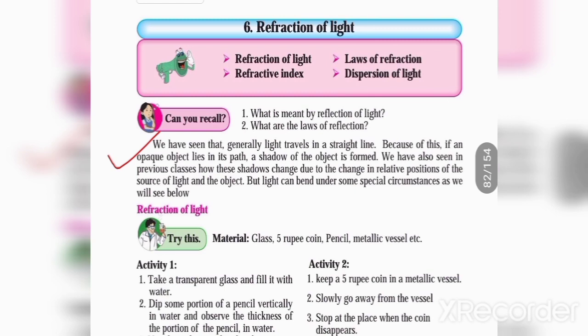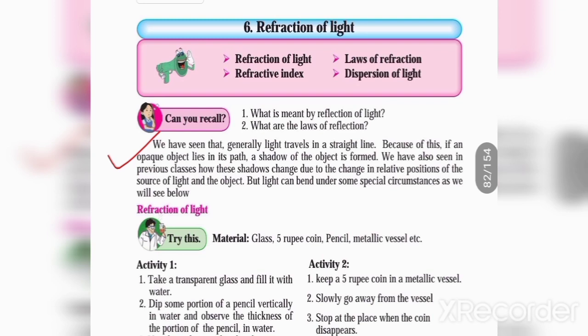Okay, we have seen that light generally travels in a straight line. Because of this, if an opaque object lies in its path, a shadow of the object is formed. Everyone knows that. If there is any object on the road or in front of us, we get the shadow of that object.